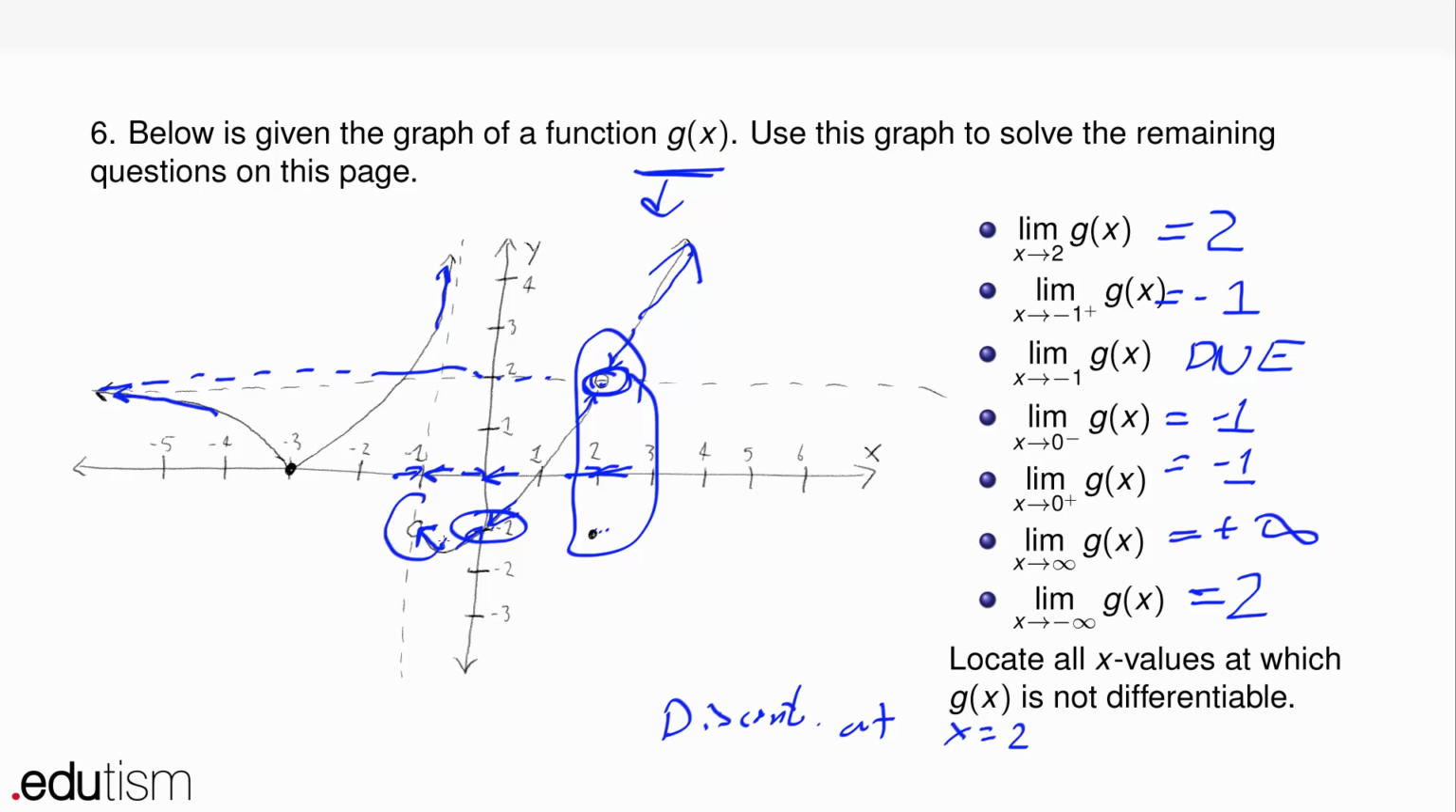It's also discontinuous here, because the limit from the left and the limit from the right are different. So it's also discontinuous at x equals negative 1. At either of those places, it is not differentiable because it is discontinuous.